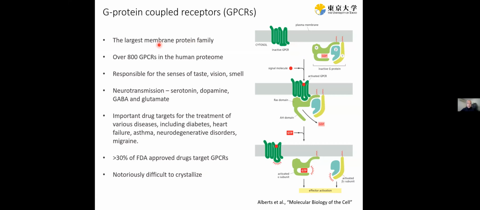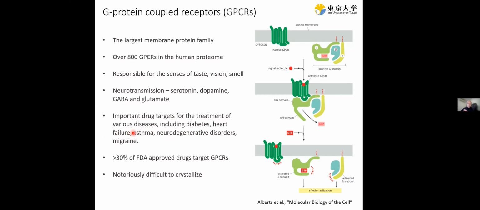So there is probably no need to introduce GPCRs to the audience, but a few years ago I knew nothing about GPCRs, and I guess this is as far as my knowledge goes at present. So they are the largest membrane protein family in the human genome with more than 800 members. Approximately half of them are olfactory receptors, so they're responsible for taste, vision, smell. And also neurotransmission and many other important physiological functions. And because of their broad range of signaling roles, they are also implicated in numerous chronic diseases. You can see here diabetes, heart disease, asthma, neurodegenerative disorders, and migraine, and many others.